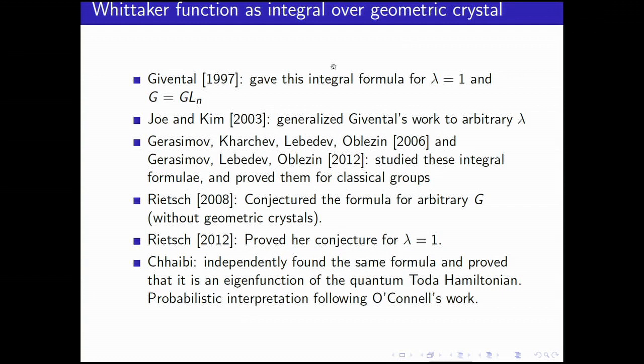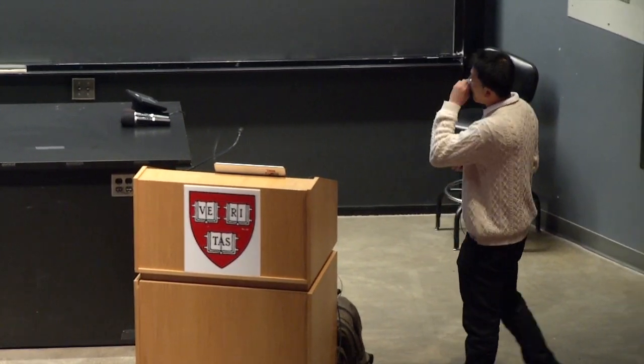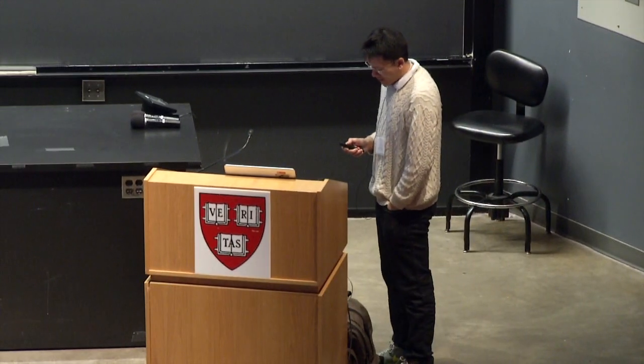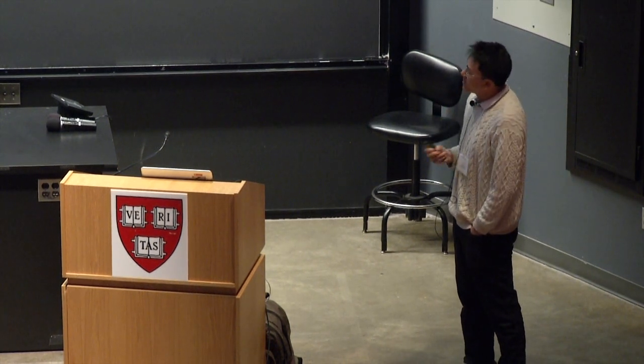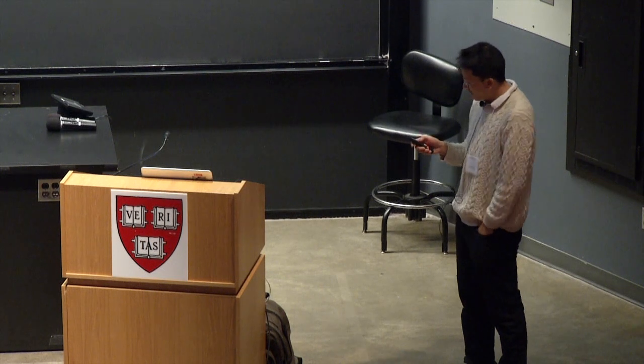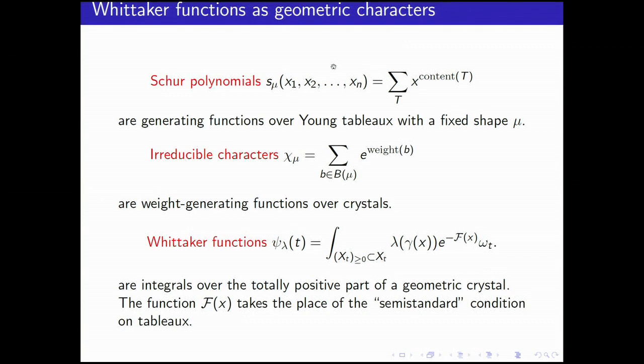One distinction is Chaibi has a lot of analytic control over this integral, which I don't have any. On the other hand, it seems like in probability, you only see the total Hamiltonian, the second order differential operator, and you don't see the higher ones. To me, this formula, after you write it down, is not that hard to prove if you're familiar with quantum Hamiltonian reduction. It's perhaps a little bit surprising from the Hamiltonian reduction perspective that you might care about total positivity, but apart from that, the fact that you see something like this here is not very surprising from that perspective.